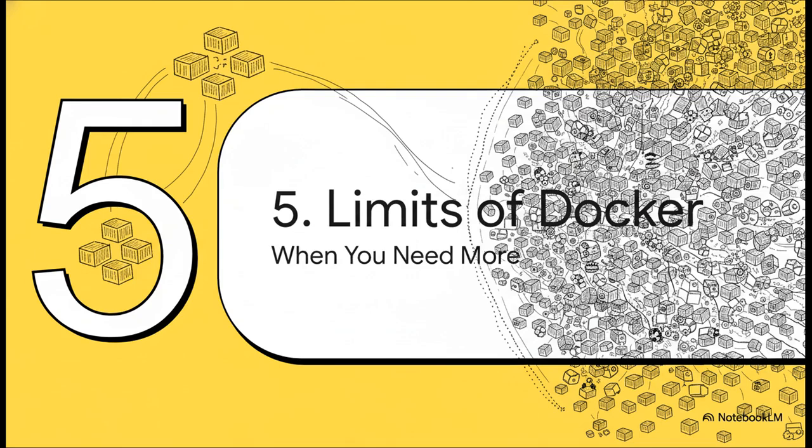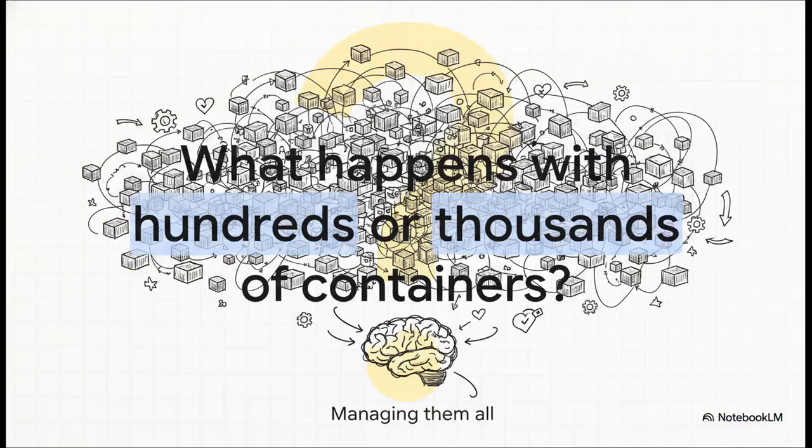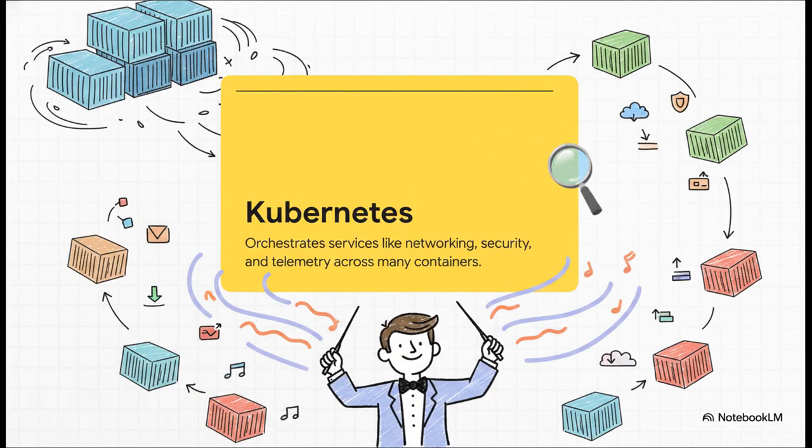But what happens when you go from running a few containers to, say, a few thousand? Well, that brings us to our final section, the limits of Docker. See, Docker is absolutely brilliant at creating and managing individual containers on a single machine. But when your application is a massive, sprawling system spread across hundreds or thousands of containers, just managing them all, making sure they can talk to each other, scaling them up and down, checking if they're healthy, it becomes an unbelievably complex nightmare. And that is precisely the problem that a tool like Kubernetes was built to solve.